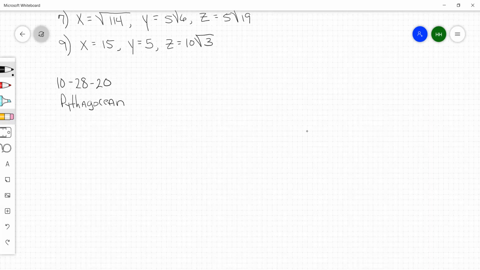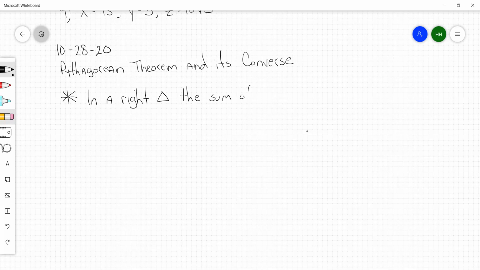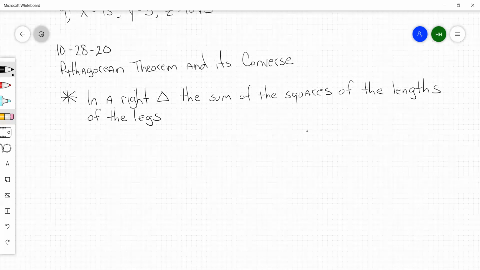Pythagorean Theorem and its converse. States in a right triangle, the sum of the squares of the lengths of the legs is equal to the square of the length of the hypotenuse.